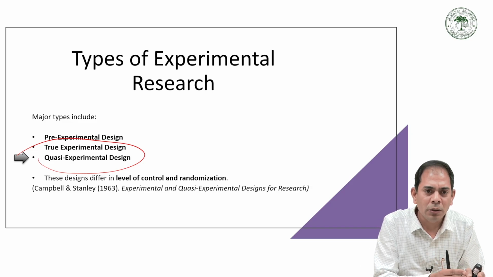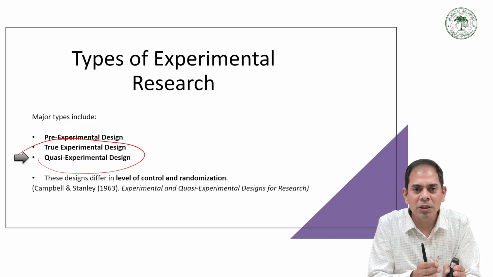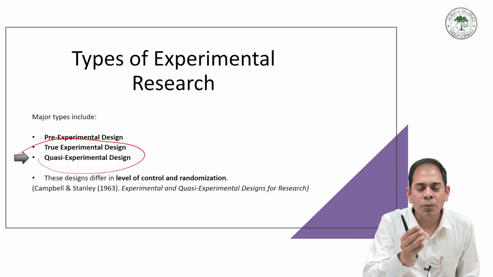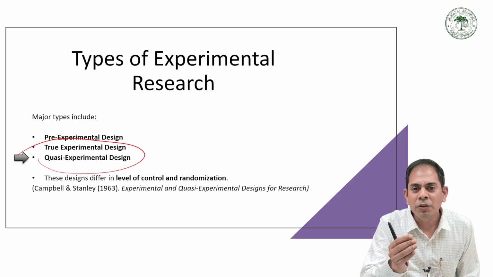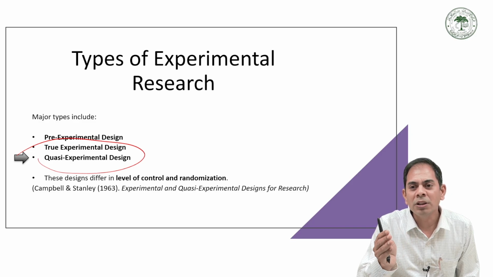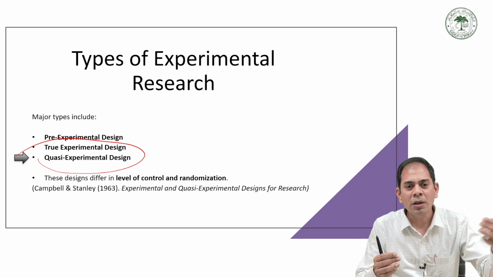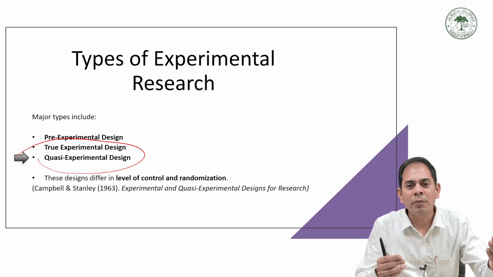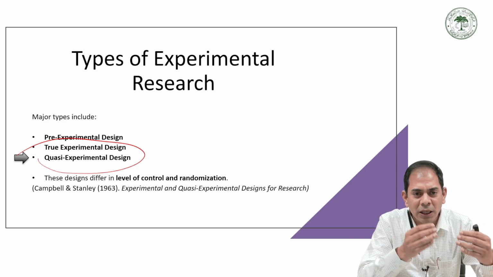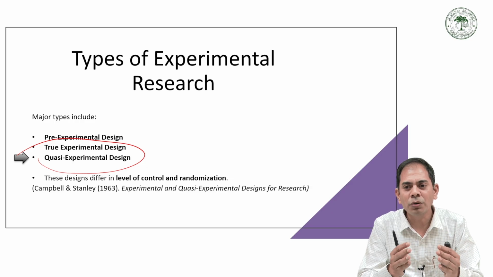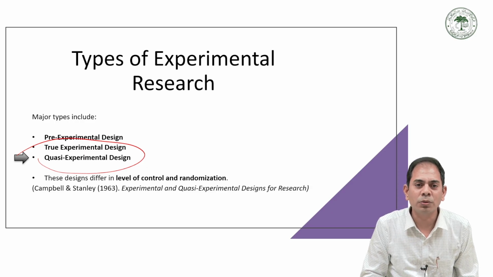So my dear learner, these designs mainly differ in the level of control and use of randomization. The more control and randomization we use, the more accurate and reliable result will come. Important thing is, as your randomization increases, your control increases. It means the reliability of the research also increases. Understanding these types will help you choose the appropriate design for your research in physical education and sports sciences.